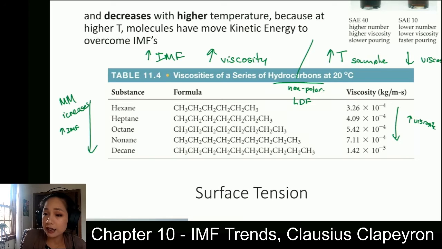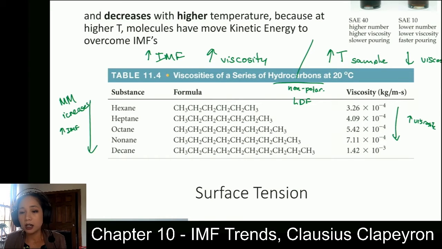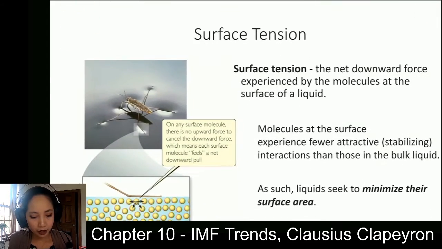All right, so that is viscosity. Again, just think of intermolecular forces as attractions of molecules to one another. The more attractions, the harder it is to move those molecules past one another in terms of flow, and how we measure that is in terms of viscosity.